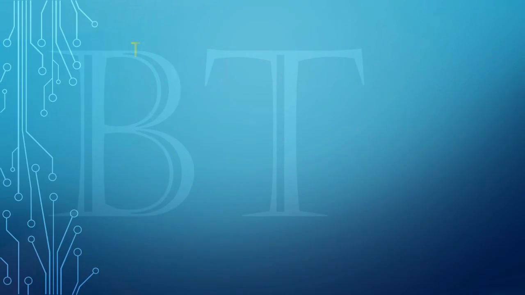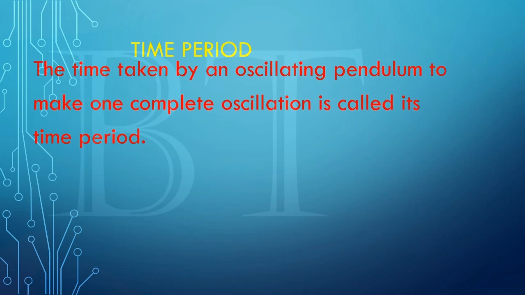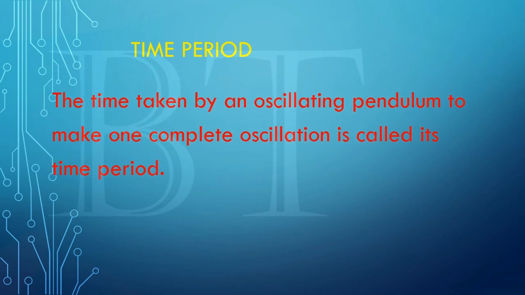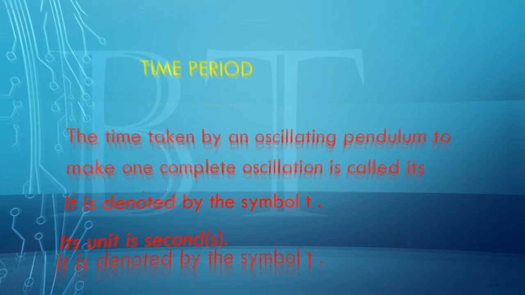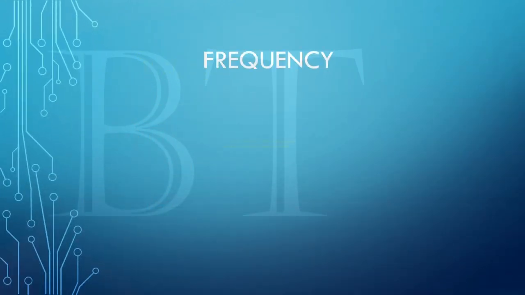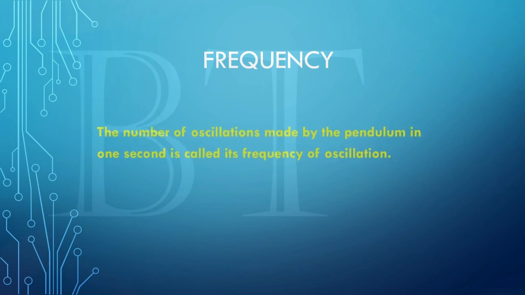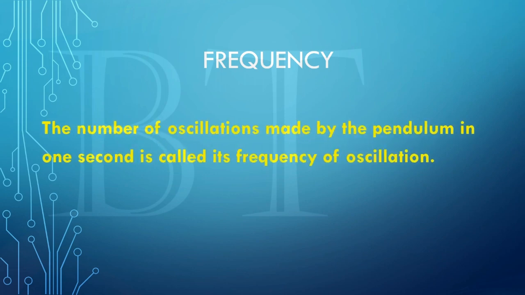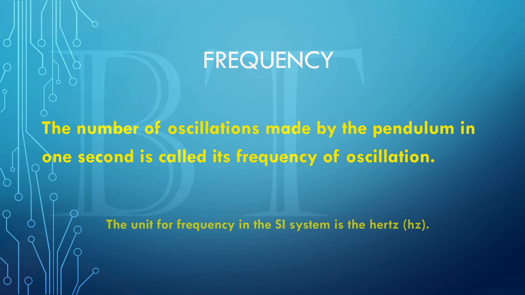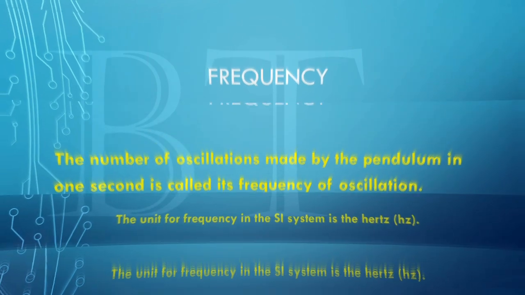The time taken by an oscillating pendulum to make one complete oscillation is called the time period. It is denoted by the letter T, and its unit is second. Now, the number of oscillations made by the pendulum in 1 second is called the frequency of oscillation. The unit of frequency in the SI system is hertz, or second inverse.